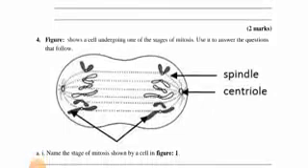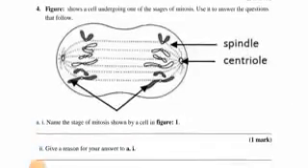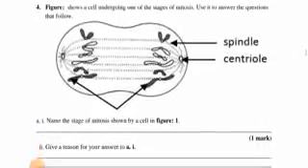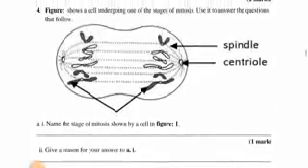The figure shows a cell undergoing one of the stages of mitosis. Use it to answer the questions that follow. So look at this stage. Name the stage of mitosis. Actually, we covered this yesterday. So we see that the chromosomes are being split. They are at pause, but it has not split. So name the stage and give a reason for your answer.